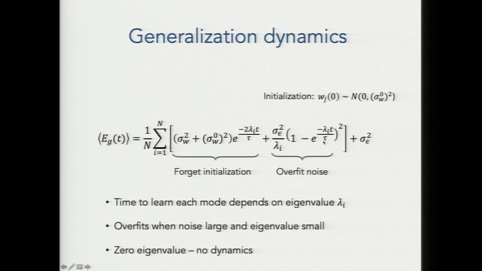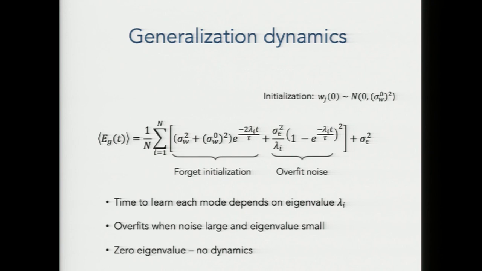A second observation I want to make is that in the overfitting term, the eigenvalue shows up in the denominator. So suppose that eigenvalue is really small. Then this term is exploding. It's getting super big. That's telling you that overfitting is worse when those eigenvalues are really small.